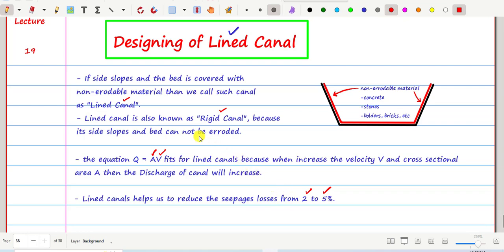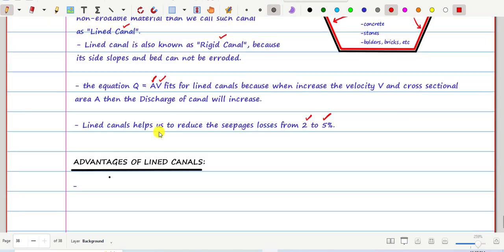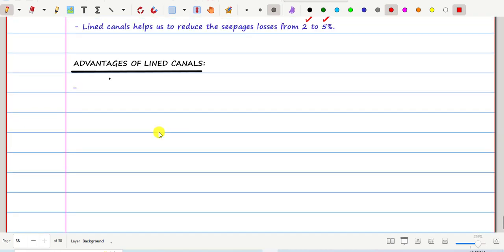So this was a bit of introduction about the lined canals, which we have already discussed. So let's see what are the advantages of lined canals. If you line your canal, what sort of advantages can you get? The first and most important is reduction in seepage losses, right? This is the first advantage of lining your canal.